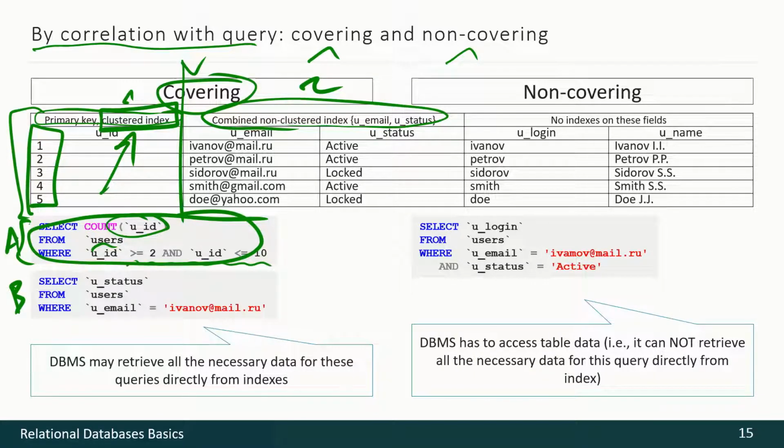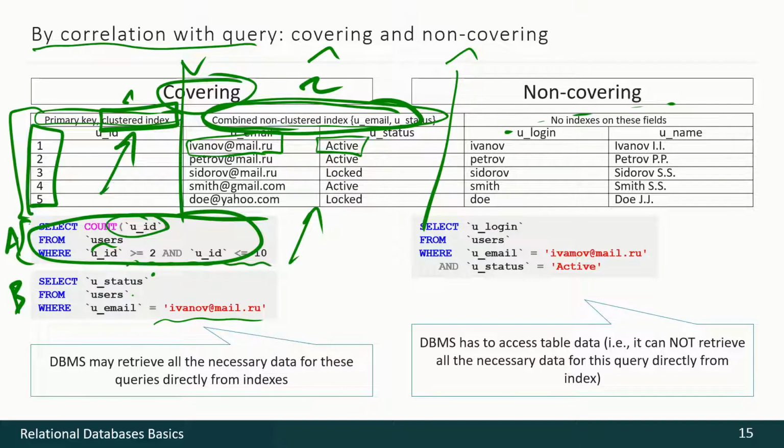The next example. We want to know the status of user with such an email. We have compound index here, so DBMS may find that email, here it is, and take the status right from the index. It doesn't need any other data stored in the table. So this index is covering for this query.